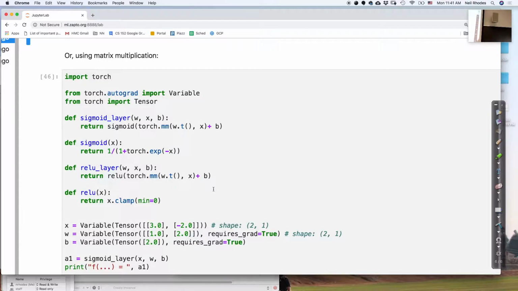So what do we do? We create x as a tensor. Notice the brackets here, right? We have multiple braces. Its shape is 2, 1. I highly recommend you keep track of shapes. Okay? By shape, I just mean it's 2 by 1. W is also 2 by 1. And b is a single value.